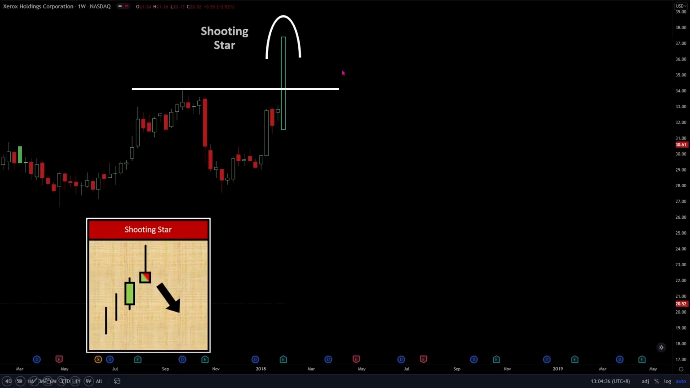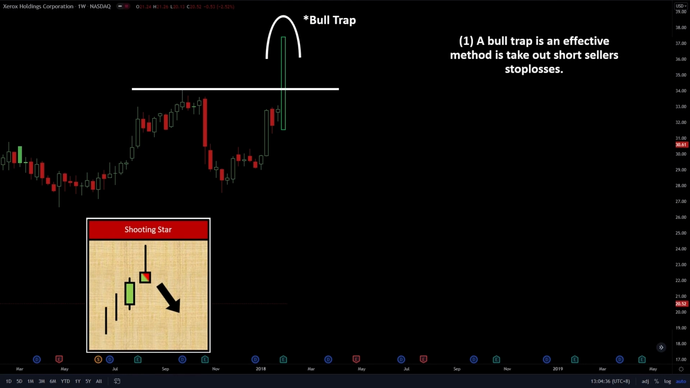At the same time, I would take away the shooting star description right here, and generally I would call this a bull trap. So what is a bull trap? A bull trap is an effective method to take out short sellers' stop losses. That's number one.